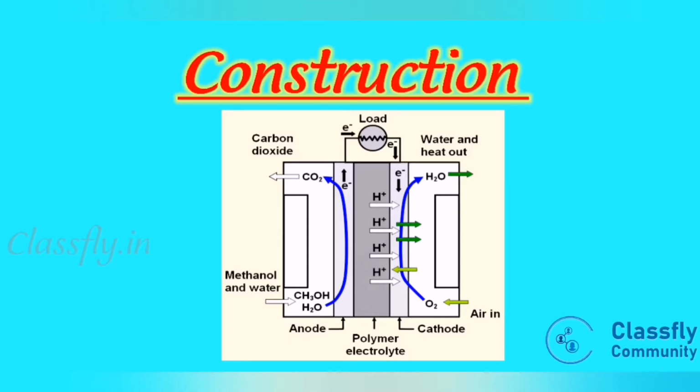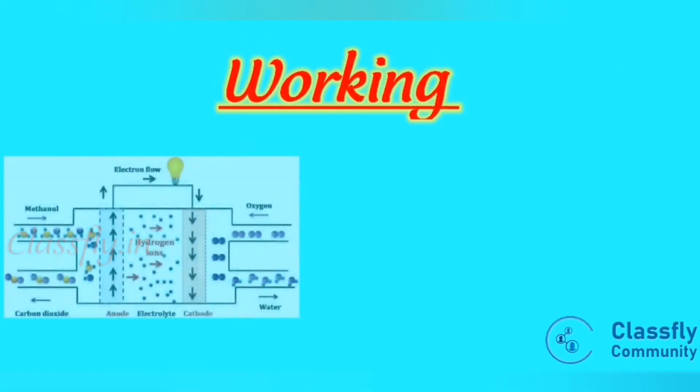Here, methanol diffuses through the anode and gets oxidized at the anode. Oxygen diffuses through the cathode and gets reduced at the cathode. A membrane placed adjacent to the cathode prevents the diffusion of methanol into the cathode. If methanol molecules diffuse into the cathode through the electrolyte, then direct combustion of the fuel takes place, preventing the electrochemical reaction. Next, let's move on to the working of the methanol oxygen fuel cell.